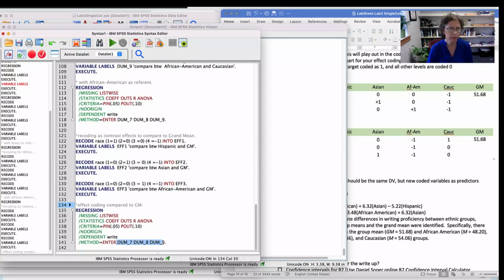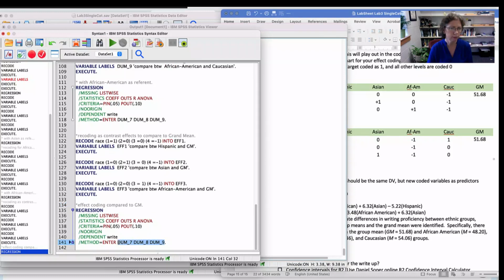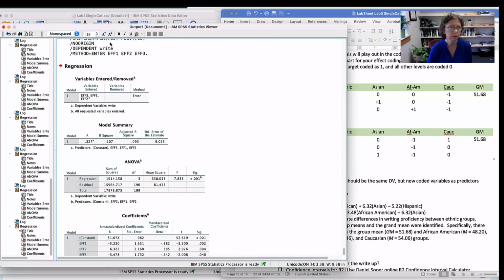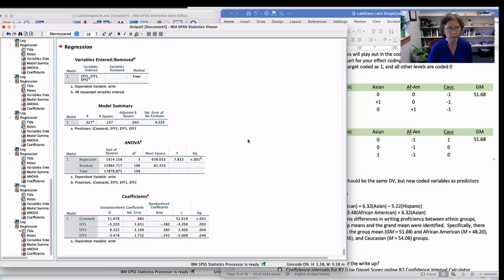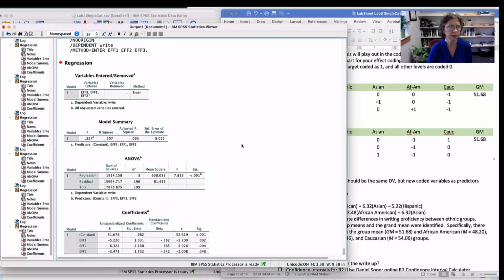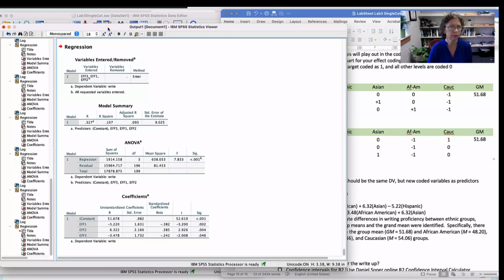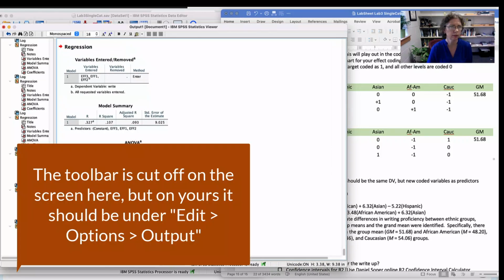So instead of DUMs, I want the effects. F1, F2, F3. All right, that's ready to roll. And one thing I'll show you in here is that I can change, like we said before, if you go into preferences, so on mine it's under the SPSS statistics and then preferences.